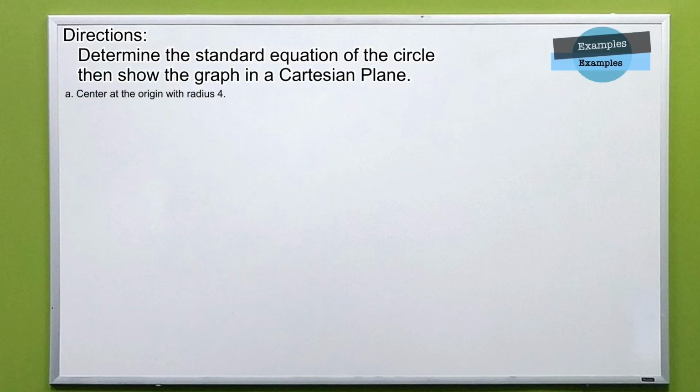Determine the standard equation of the circle, then show the graph in a Cartesian plane. Since the center is at the origin, the coordinate of the point is 0, 0. Simply substitute the values to the given equation. We have 4 squared equals the quantity x minus 0 squared plus the quantity y minus 0 squared. Hence, 16 equals x squared plus y squared, or x squared plus y squared equals 16.